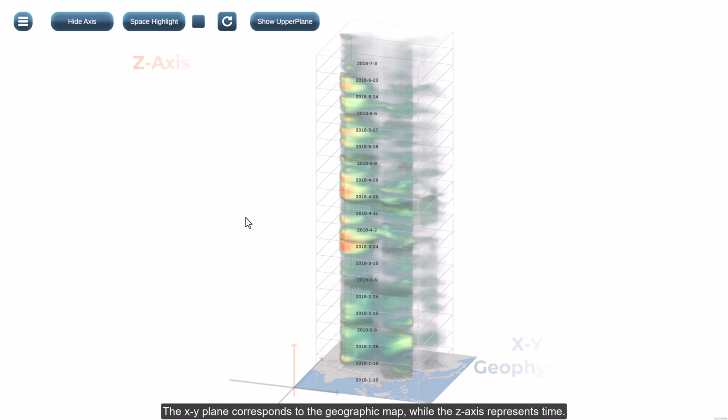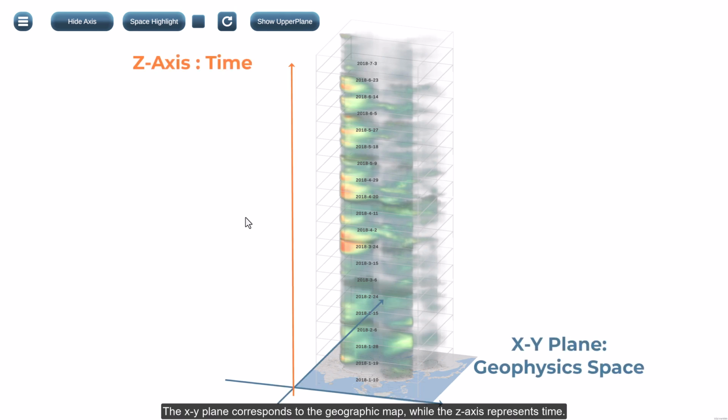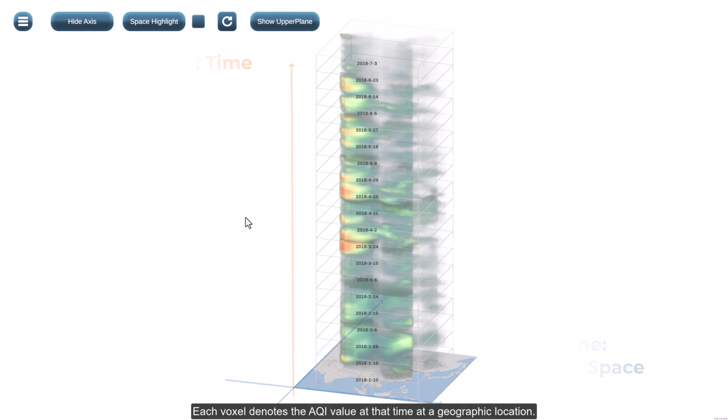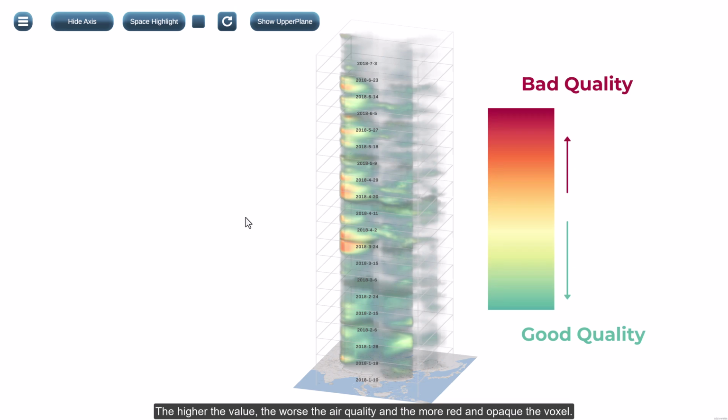volumetric data. The XY plane corresponds to the geographic map, while the Z-axis represents time. Each voxel denotes the AQI value at that time at a geographic location. The higher the value, the worse the air quality and the more red and opaque the voxel.